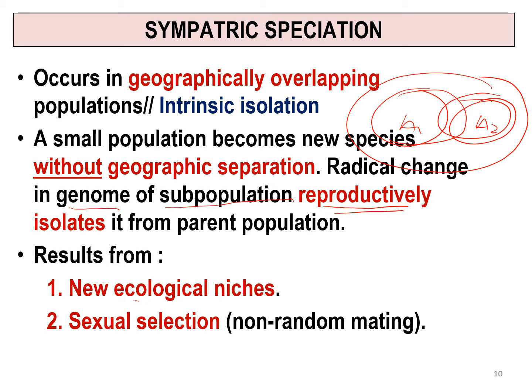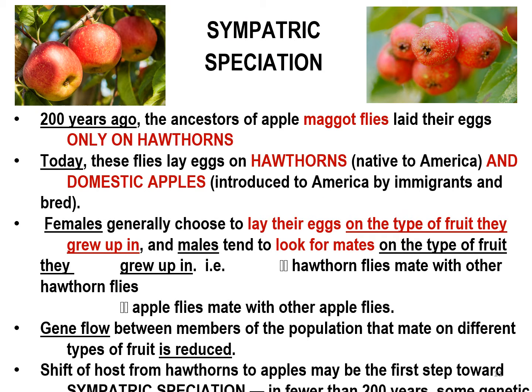Results from new ecological niche. Mungkin dalam satu kawasan yang sama tapi duduk kat pokok yang berbeza. Dalam pokok yang sama tetapi duduk dalam aras pokok yang berbeza. Okay. Sexual selection, berlaku sexual selection, pemisahan secara seksual. Contoh, you can read the example of sympatric speciation.